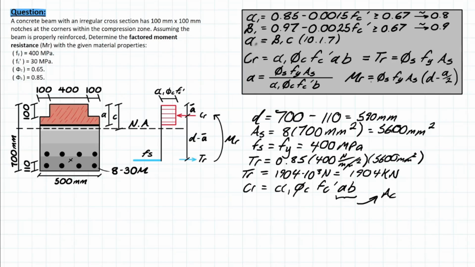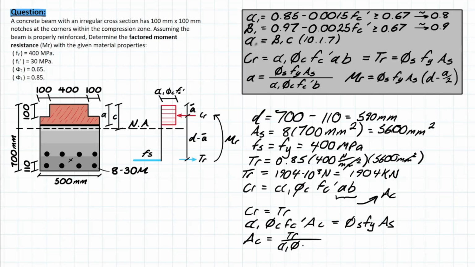In order to solve this, we need to do some rearranging. We know that Cr is equal to Tr, which gives us this formula in the end here, right? So if you write that down, Cr is equal to Tr, we're going to have something that looks like this. So you have alpha 1 phi c fc prime, and then the ab part, which is now the area of concrete, which is equal to the tensile resistance, or phi s Fy As. Rearranging for this, you can now solve for your area of the compression block, which is just going to be Tr on the top, and then this whole section on the bottom, which is alpha 1 phi c fc prime.